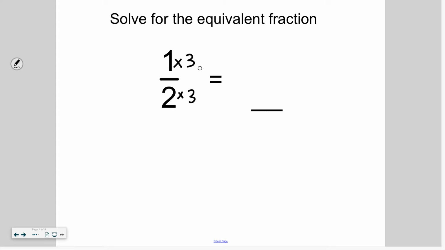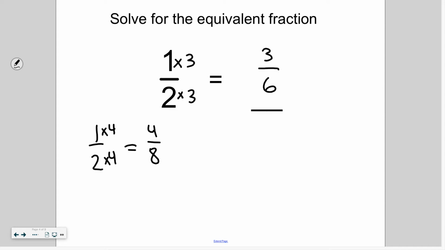So 1/2: 1 times 3 is 3 on top for my numerator, and 2 times 3 is 6 for my denominator. So now I have 3/6. I'm going to do it again using a different number. Say I did 4 instead, just to prove the fact that it'll still be equal. So 1 times 4 is 4, 2 times 4 is 8. So I have 4/8 and 3/6.